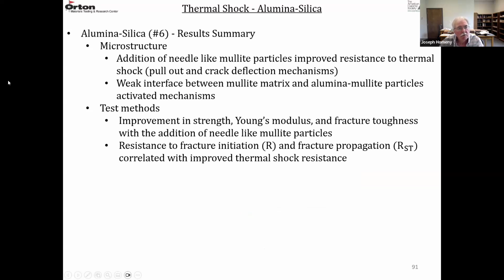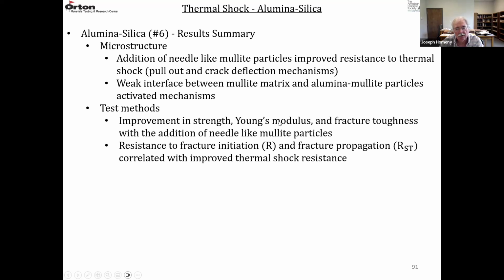So for these two samples, for the microstructure, when you add needle-like mullite particles, they're claiming improved resistance to thermal shock by pull out and crack deflection mechanisms. So the matrix is micro-cracking. They're claiming a weaker interface between the mullite matrix and the aluminum mullite particles. That activates some of these crack deflection mechanisms in the matrix.